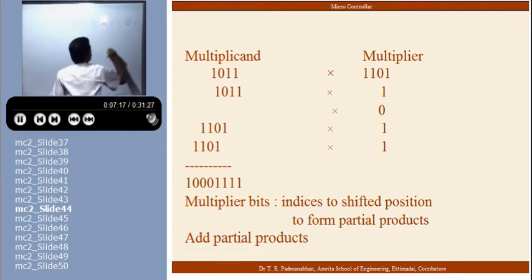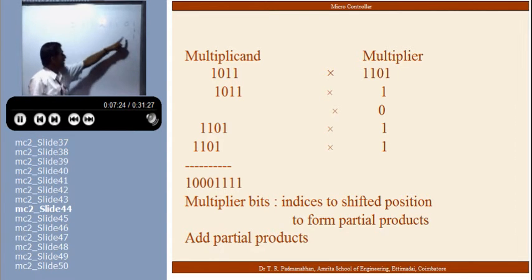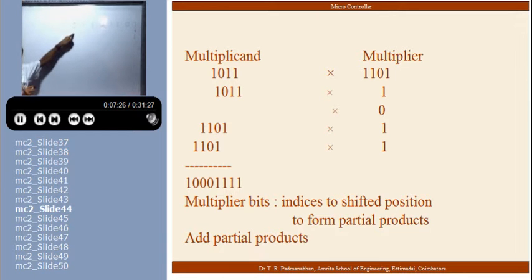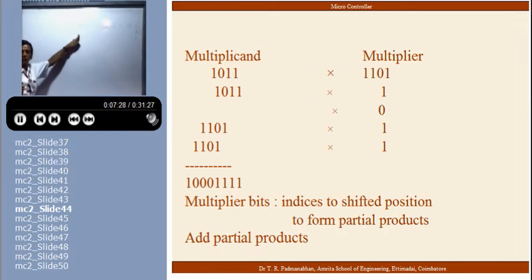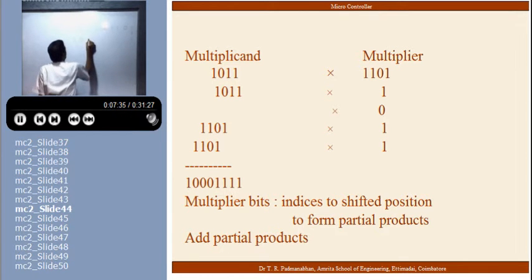I want to multiply. The bit I take is a 1. This 1 I multiply by this. When I say multiply, you have to do nothing, you just reproduce, because only 0 and 1 are there. When I reproduce, I get 1, 0, 1, 1.